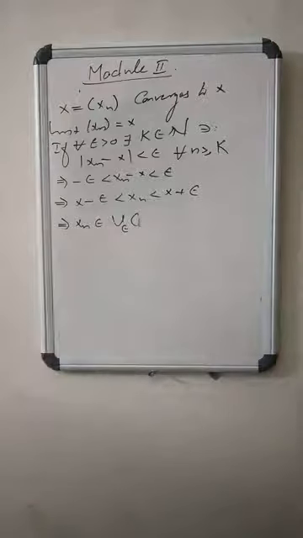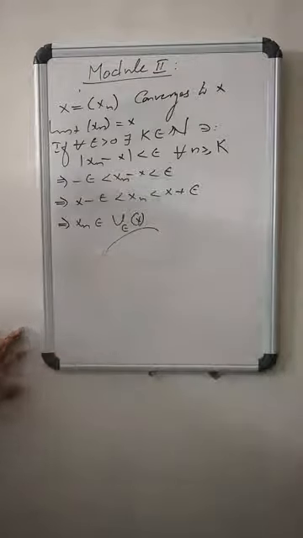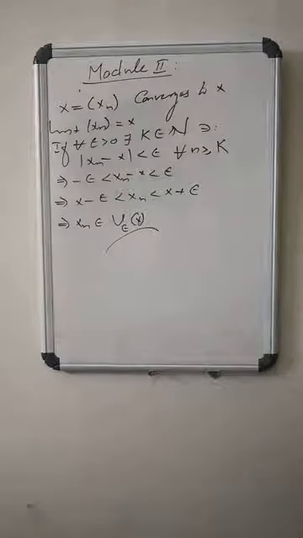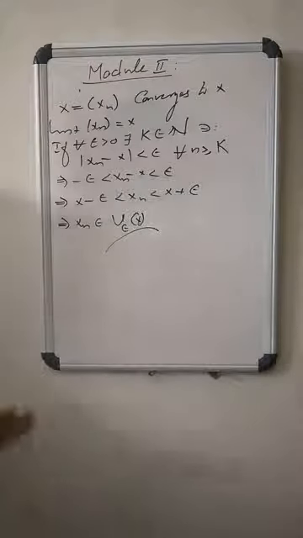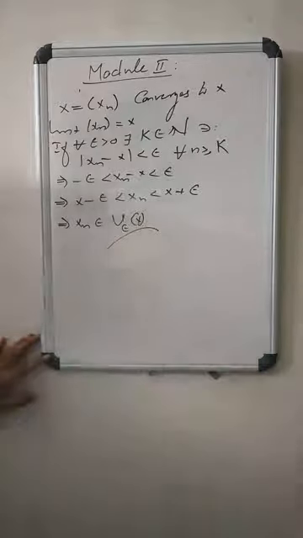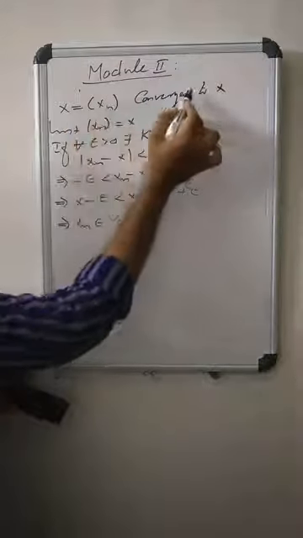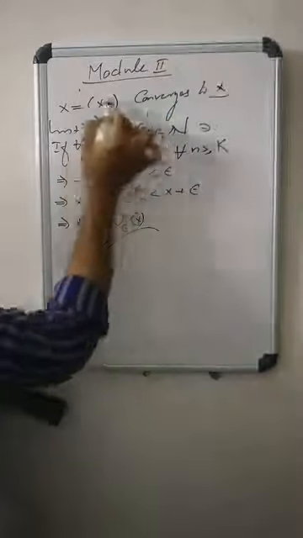Okay. So it is the epsilon neighborhood of x. This is the definition of convergence of a sequence. A sequence X equals (xn) converges to x, or limit xn equals x, if xn falls in the epsilon neighborhood of x. That is another definition of convergence. So xn converges to x means limit xn equals x.